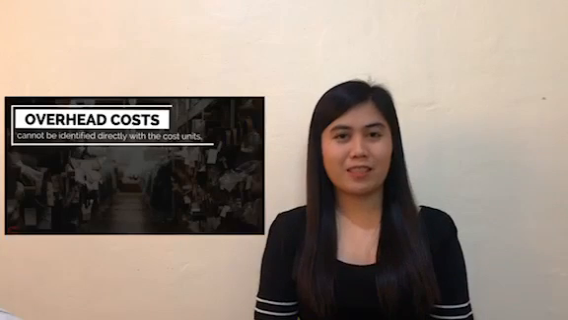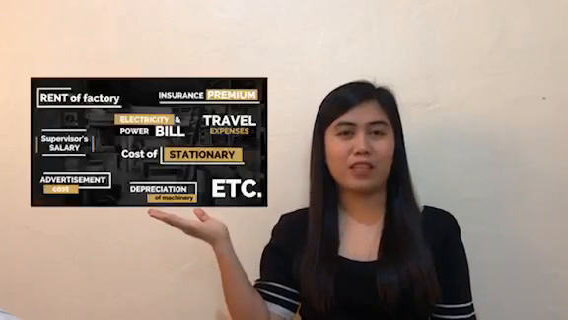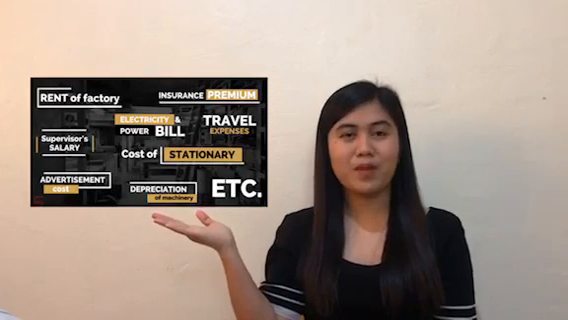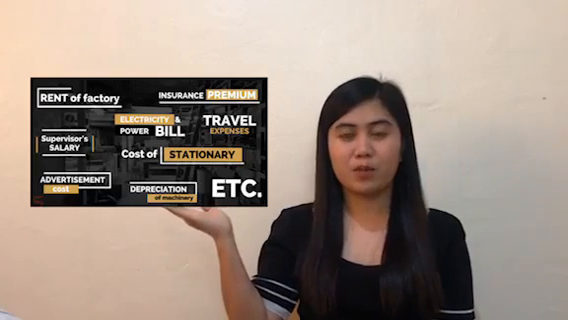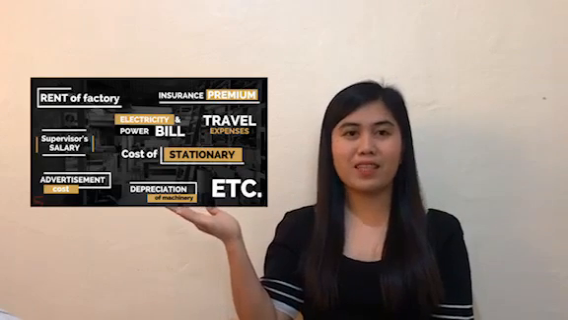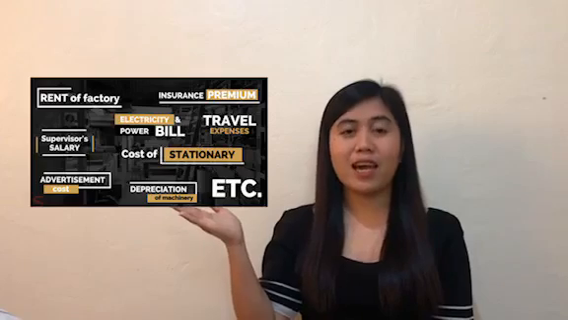So overhead cost is expenditure on labor, materials, or services that cannot be economically identified with a specific saleable cost unit. So what are the examples of overhead costs? So we have rent expense, insurance premium, salary, electricity bill, travel expenses, advertisement costs, and depreciation.